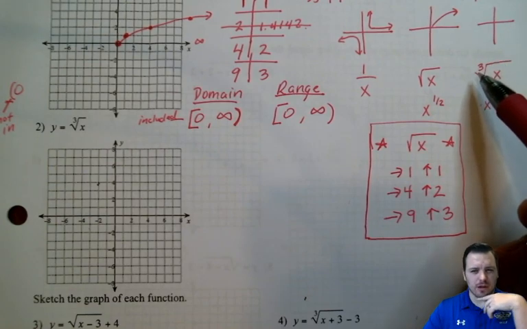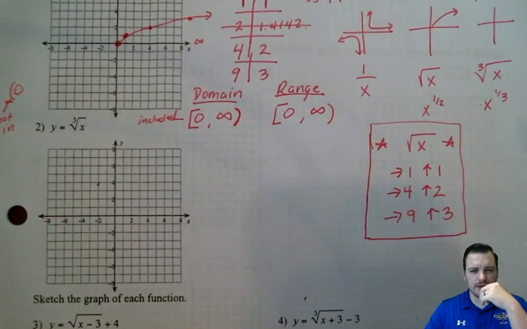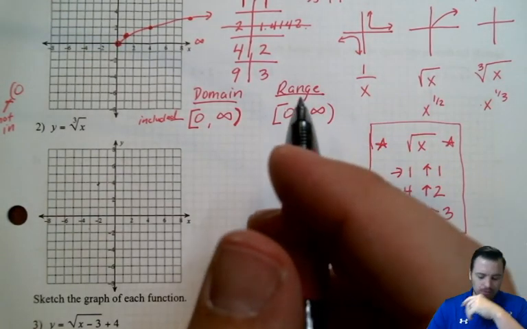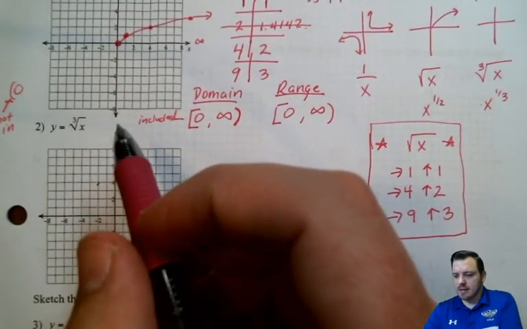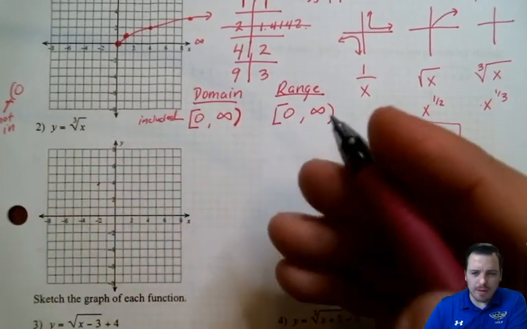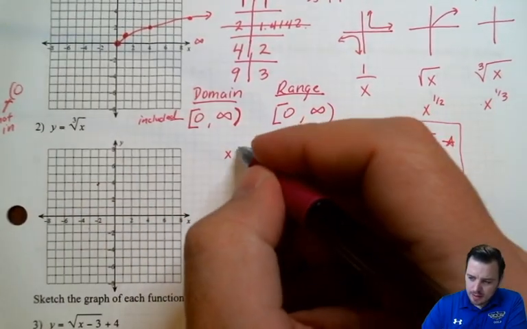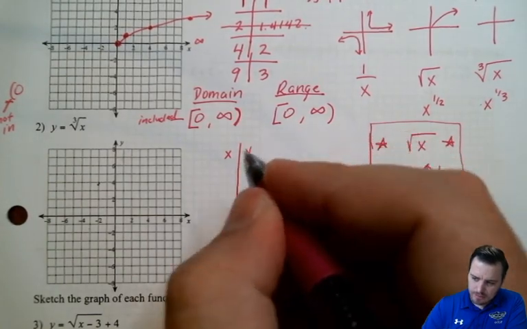So let's jump over here to the cube root of x. You guys can just watch from here and then go back and watch the beginning and you can see it later. Okay, so for the cube root of x, we just want to make an xy table for it. X, y.